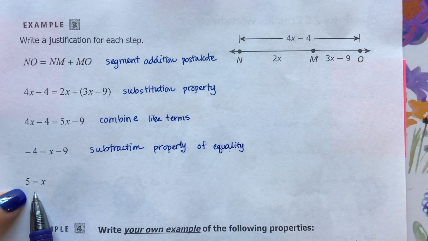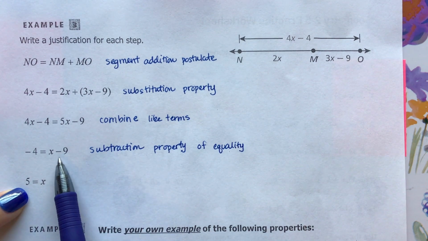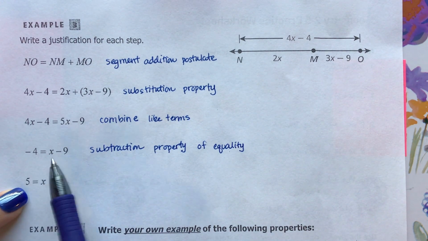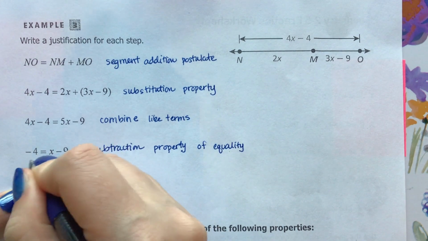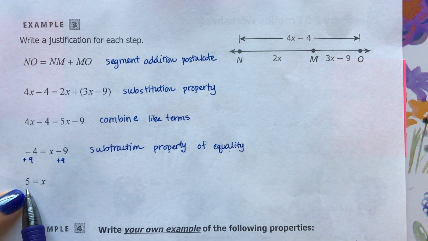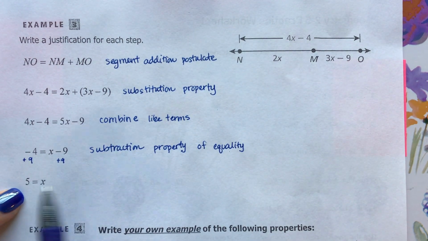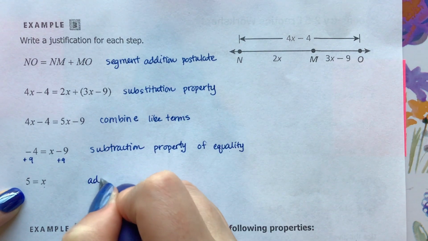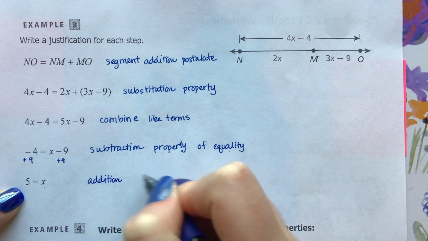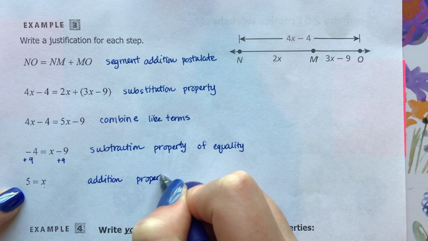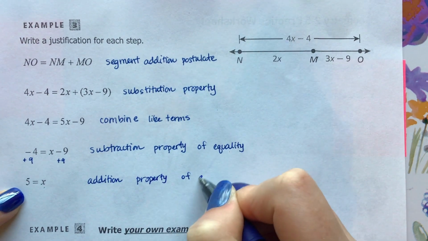And finally, we have it down to 5 is equal to x. Well, notice we added the 9 to both sides of the equation, so if you add 9 to the left and right sides, then this is going to get positive 5 is equal to x. So that will be the addition property of equality.